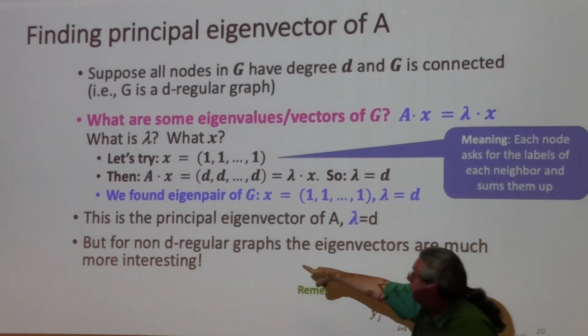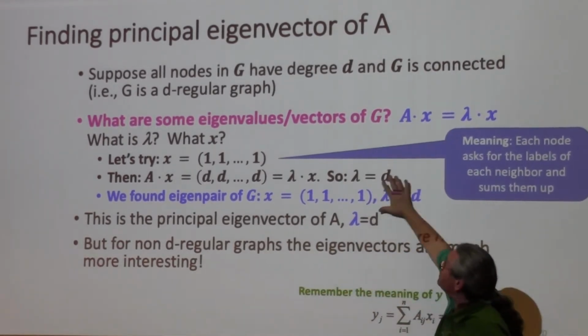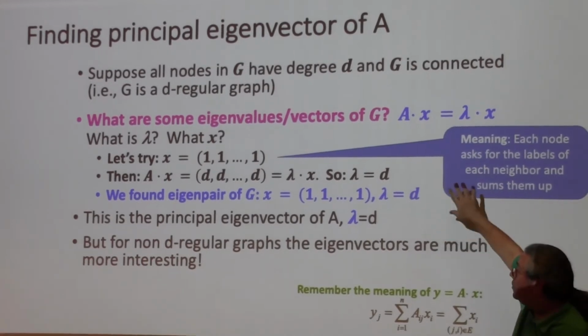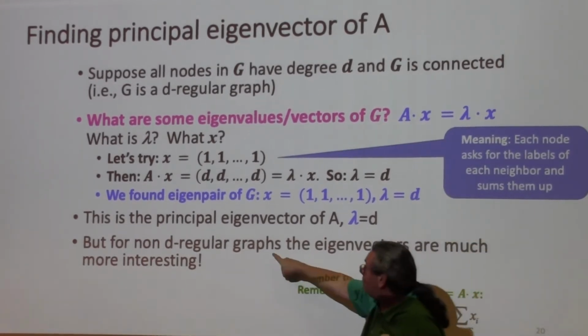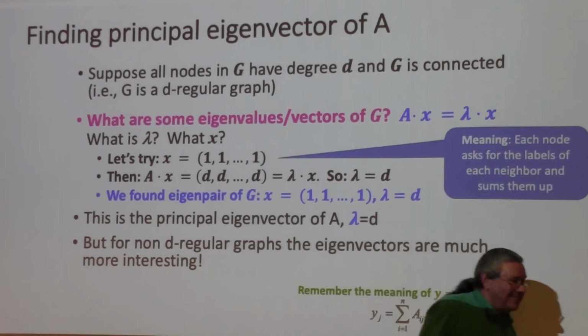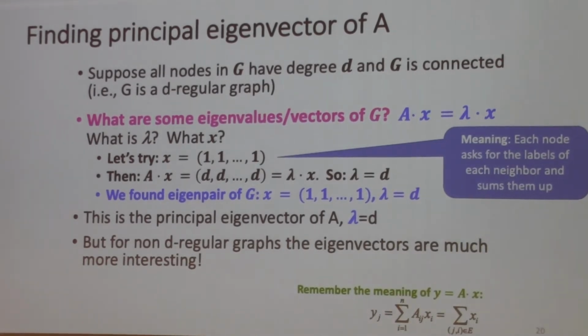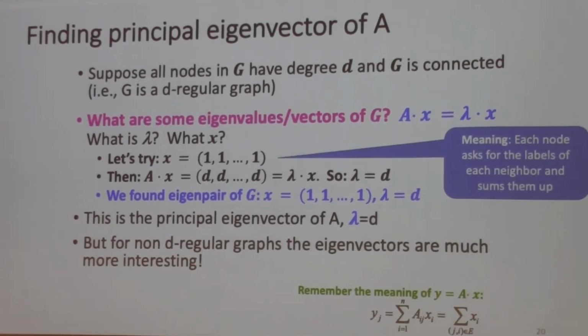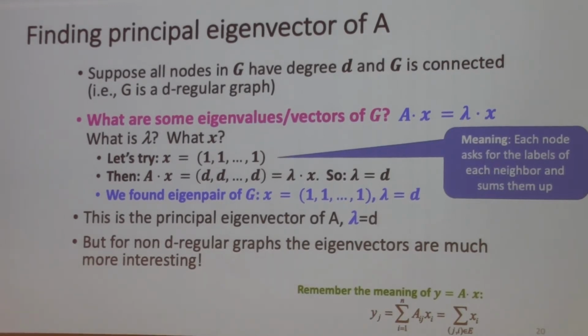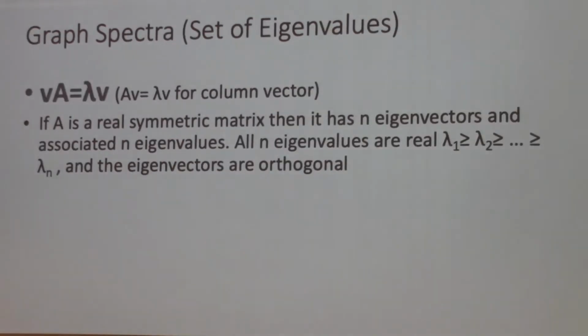Let's look at other graphs now. This is a kind of simple case. What if the graph is not D-regular? What if we have a different kind of graph? Things start getting interesting, and I want to give you some intuition on that.